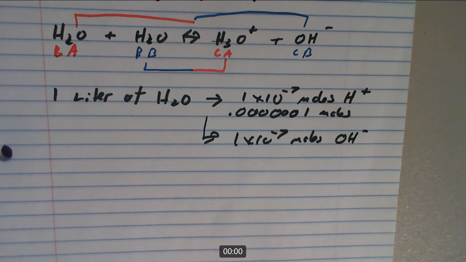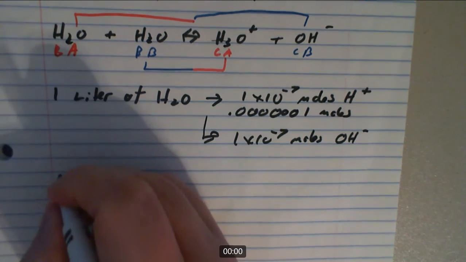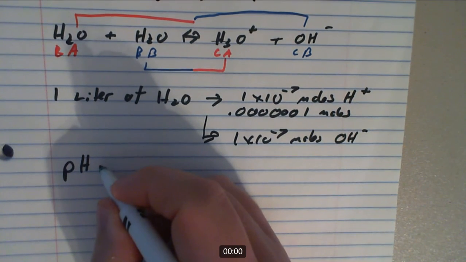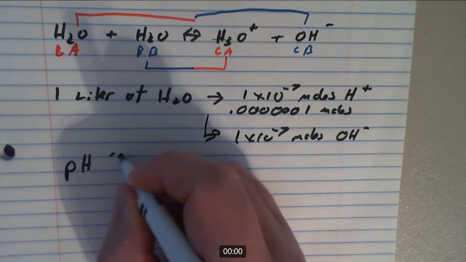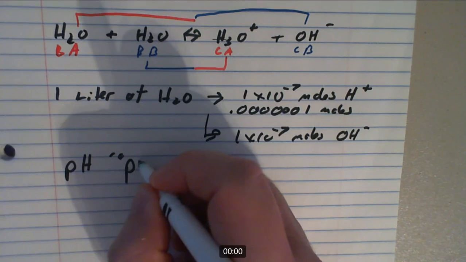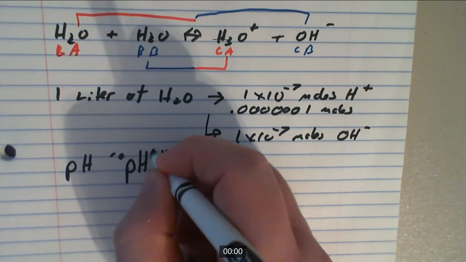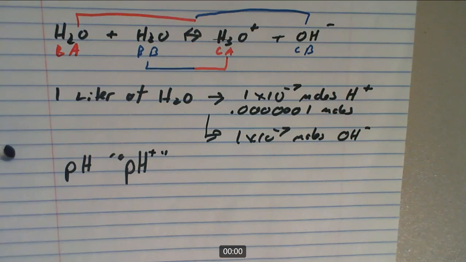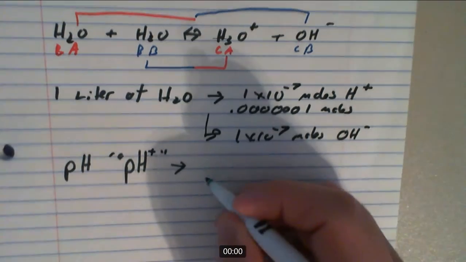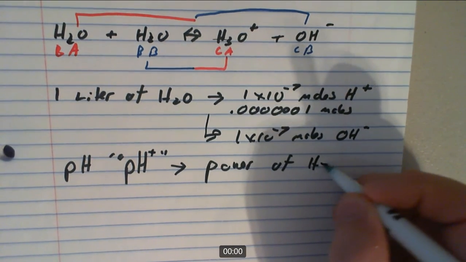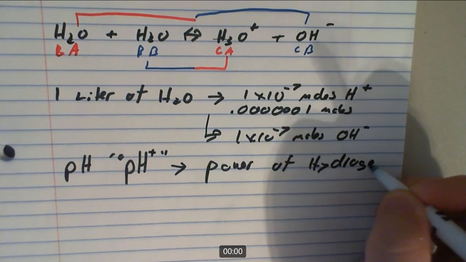So what does this have to do with the pH scale? Some of you probably already see this. pH stands for, so pH, lowercase p, uppercase H. I think it's better and should be seen as lowercase p, uppercase H plus. I like that better because that's more accurate. Because what pH stands for is the power of hydrogen. That's what it stands for. And it is a lowercase p.